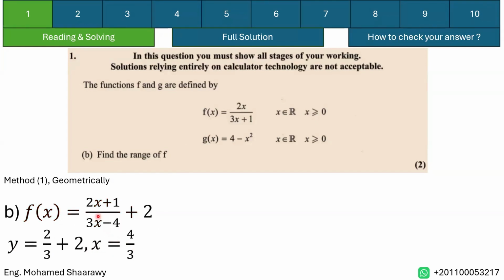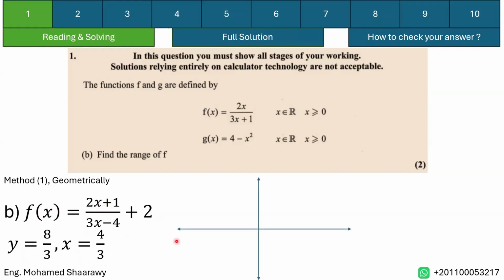So for example, let me give you a numerical example. In this question, it says 2x plus 1 over 3x minus 4 plus 2. I need to draw this. So in order to draw this, I got the y asymptote and the x asymptote using the formulas I gave before. So let's now draw the two asymptotes. We have x equal 4 over 3, which is something like this, and y equals 8 over 3, which is something like this. And now my question is, will I draw this reciprocal function in the first and the third quads, or in the second and the fourth quads?